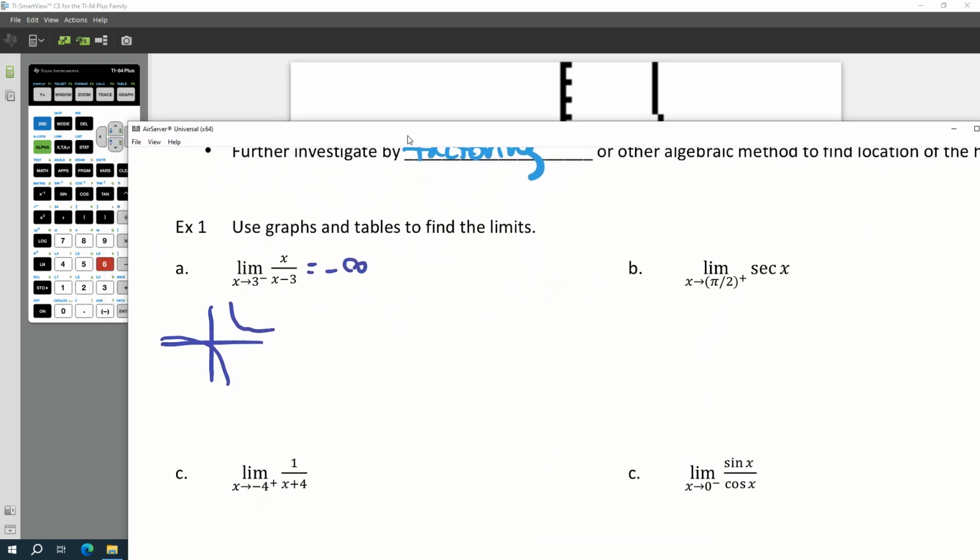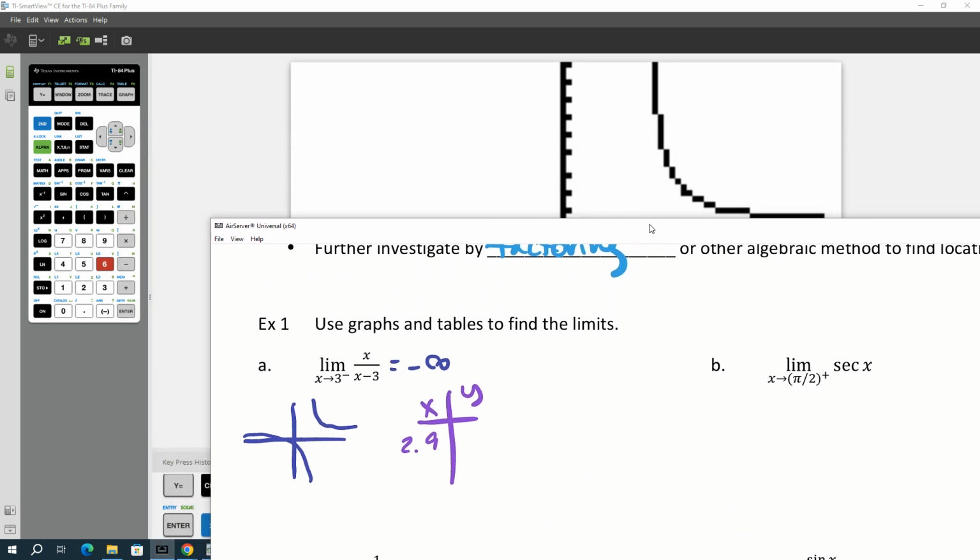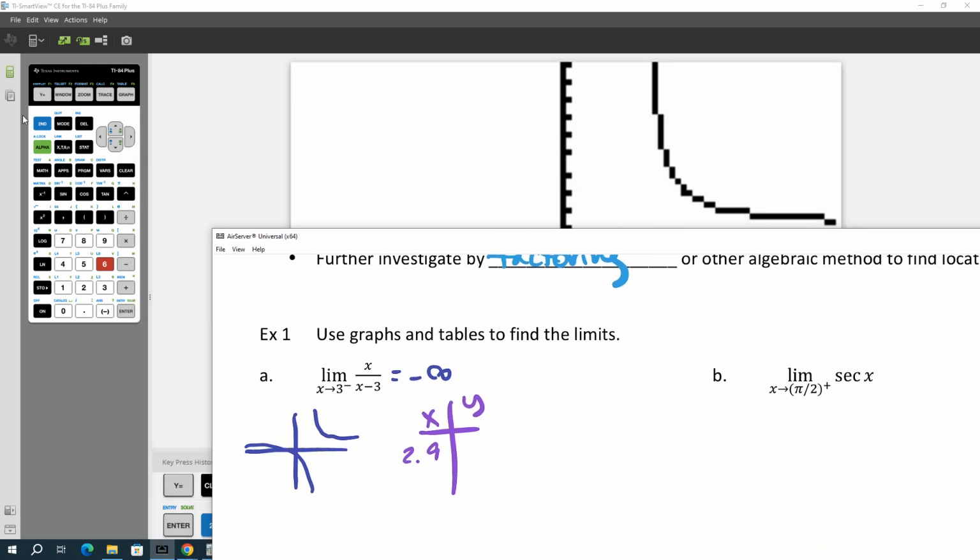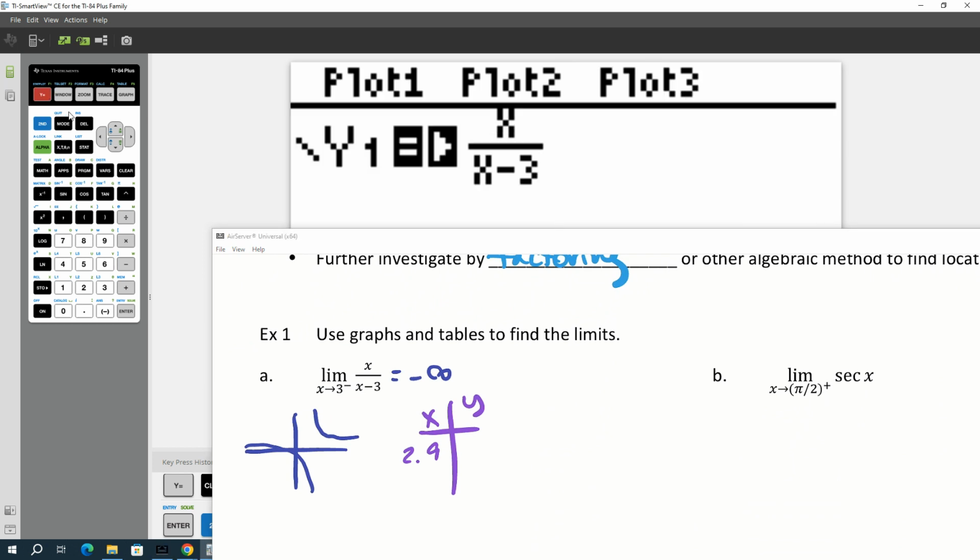All right, now if we want to do this with a table, what we're going to do is plug in a number close to 3 that is on the left side of 3. So I'm just going to plug in 2.9. Are we going to want to do this little table for every pixel? We're just going to do 1 point on the table. That's all we need.